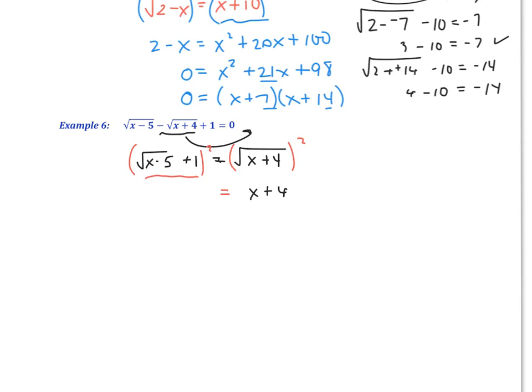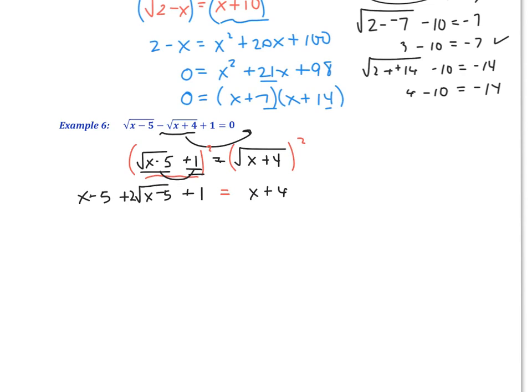And then this. I have to do the square root of x minus 5 times the square root of x minus 5, which is simply x minus 5. Then I have to do the square root of x minus 5 times 1 twice, which means that I have 2 sets of the square root of x minus 5. And then I got to do 1 times 1, which is 1. All right, from there, I just want to simplify.